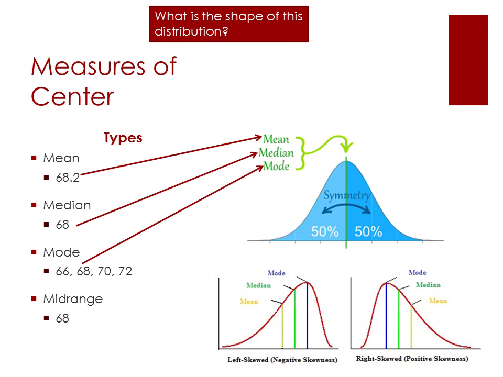All right, in this particular case, it looks like we've got pretty much a normal distribution. So we have a mean of 68.2, a median of 68, and one of our modes at least is 68. So we've got a pretty symmetrical distribution here. Not too bad.